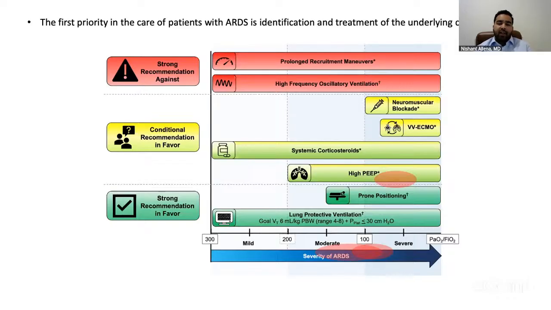We have conditional recommendations for neuromuscular blockade, VV ECMO, systemic corticosteroids, and high PEEP. And we have a strong recommendation for lung protective ventilation and prone positioning. So this is the broad overview of the topics that we're going to talk about in treatment.